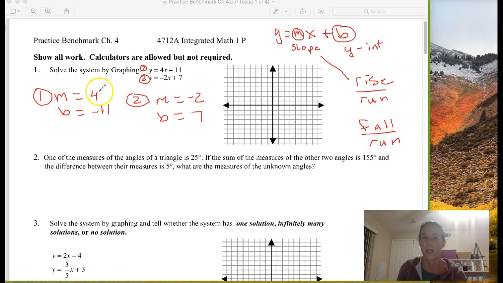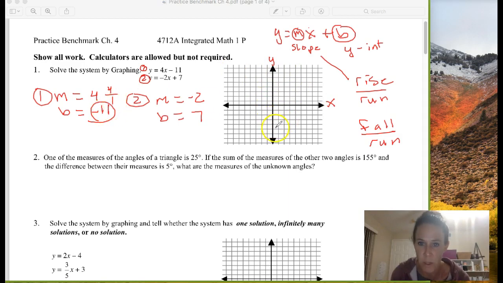So here I have 4. Now how do I write rise over run? Well, if I have a whole number like 4, I'm going to put it over 1. So I rise 4 and I run 1. Always start with your y-intercept at negative 11. Remember, my vertical is my y, and my horizontal is my x. I'm going to come on my y-axis and go down 11.